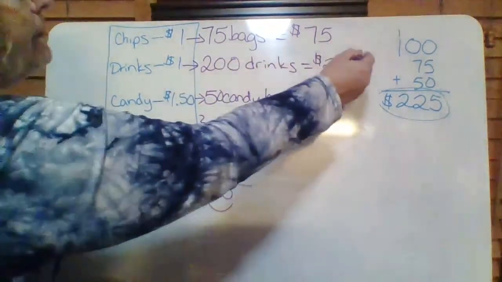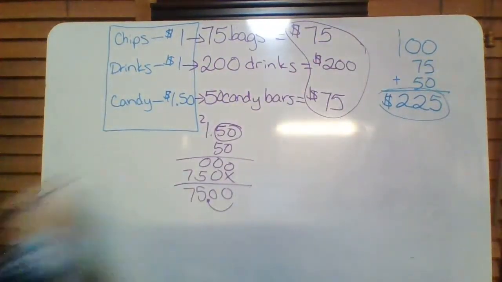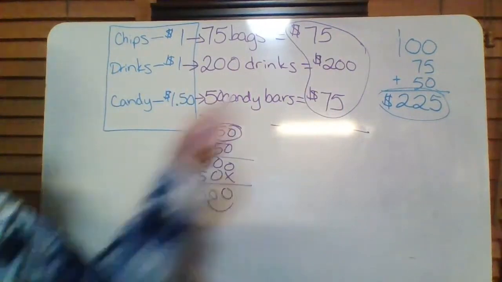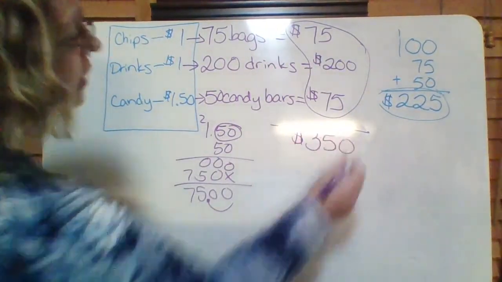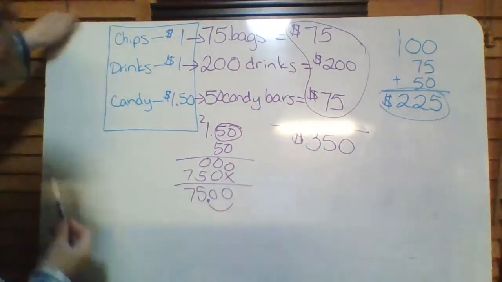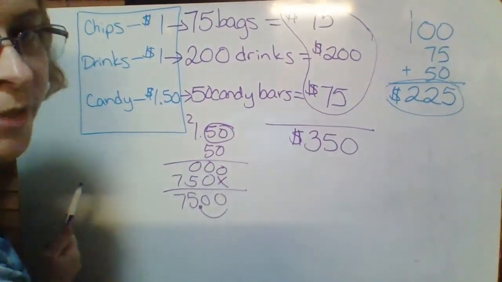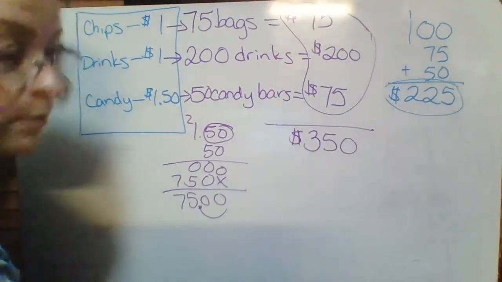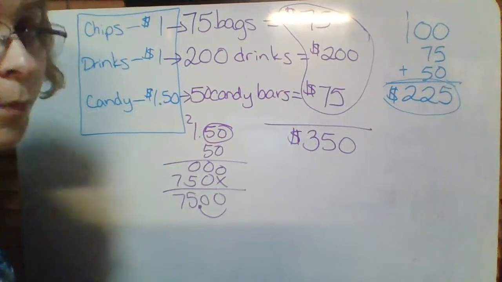All right, so here's what we made. So we need to add that all up. So 75 and 75 is 150, plus 200 is $350. So here's what we made. You see, it's a little blurry. Okay. We made $350. What did we spend? We spent $225. Did we make a profit? Yes, we did.